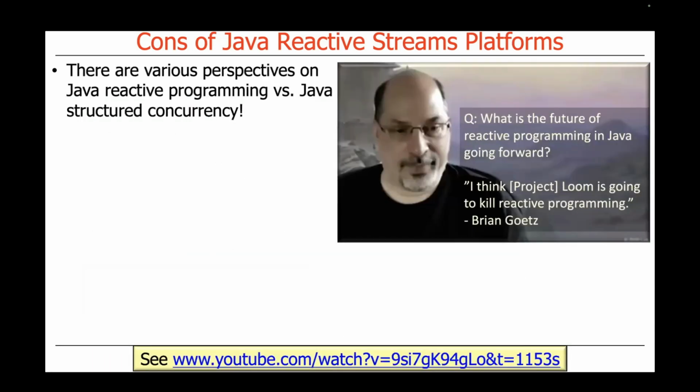There are a bunch of different perspectives on reactive programming versus structured concurrency. Take a look at this video. You can see Brian Goetz, who's a famous Java architect, who is someone that's written books and articles on Java and given lots of great videos. And his point of view is that this new virtual thread structured concurrency approach, which he's calling Project Loom here, is going to kill reactive programming. That may be a little overstated, but I think it's worth taking a look at his perspective and seeing what you think.